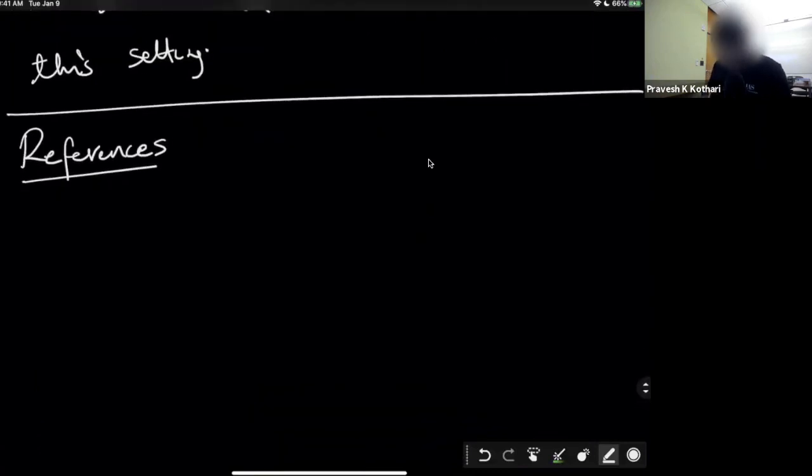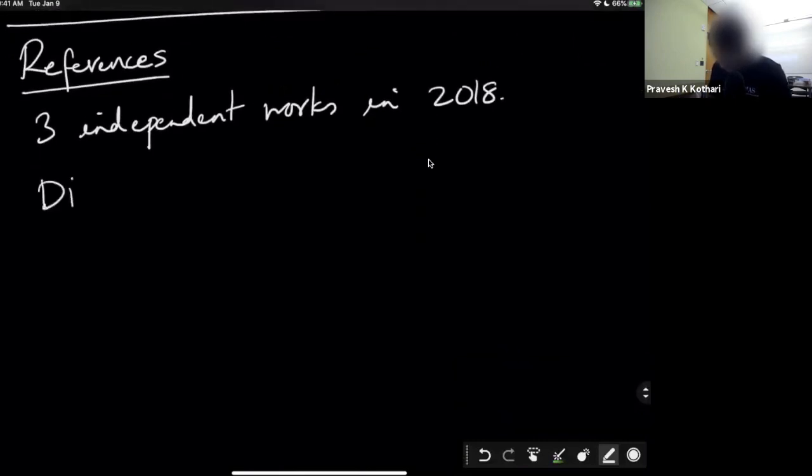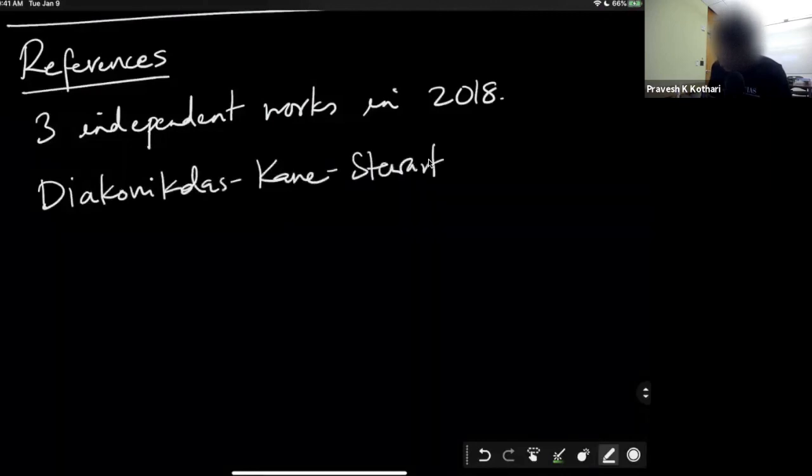Okay, so these results were all proven in 3 sets of independent works in 2018. So let me mention all these names. The first set of authors were Raikkonen, Nicholas, Kane, and Stewart, and their algorithm does not use SOS. So their algorithm solves the problem we saw today for Gaussians.